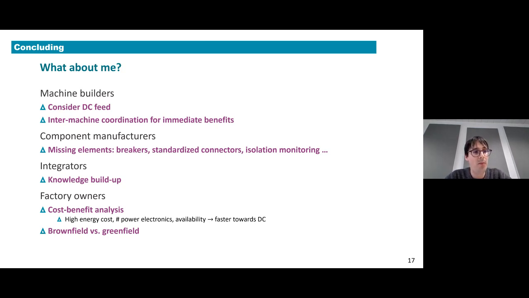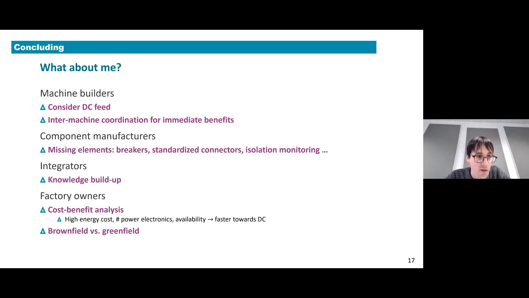It would be really relevant to implement, because of course the savings are there for the people who purchase your machines, and you could also have coordination between your machines, and there you could offer some immediate benefits for yourself or for your customer by already considering this DC option. For component manufacturers, it remains very important to focus on these missing elements, primarily the breakers, but also standardized connectors, isolation monitoring, etc. These elements are still hard to find.